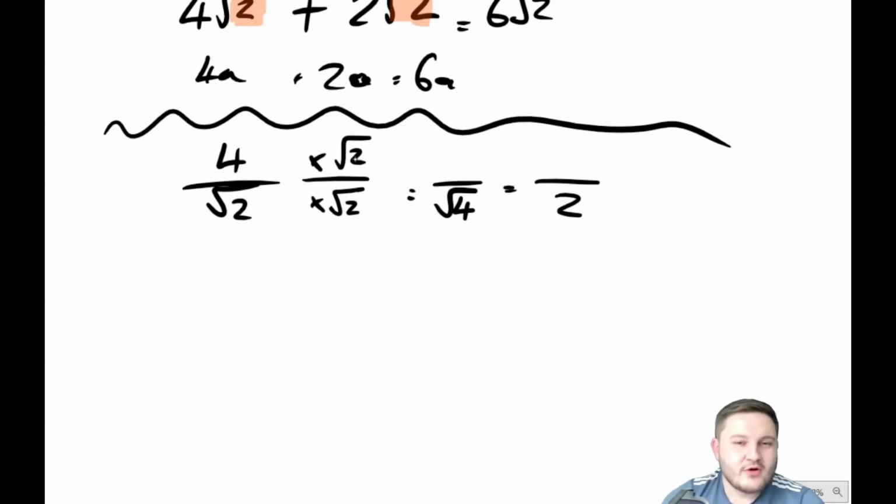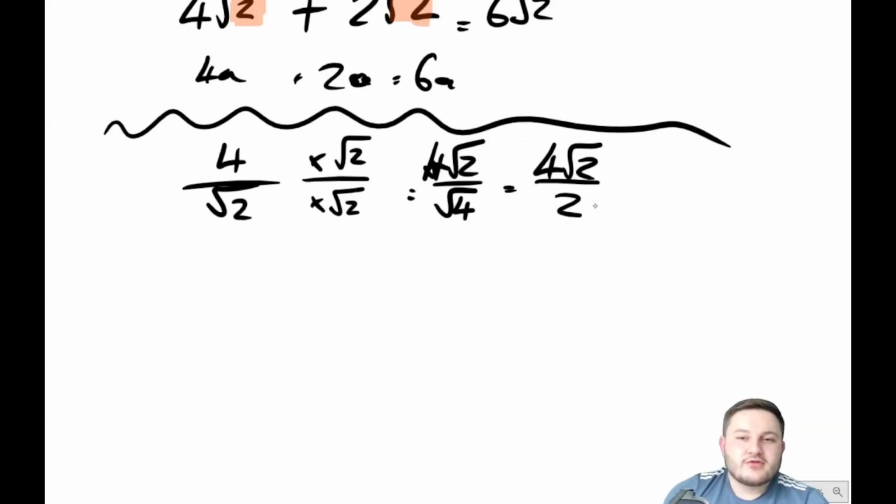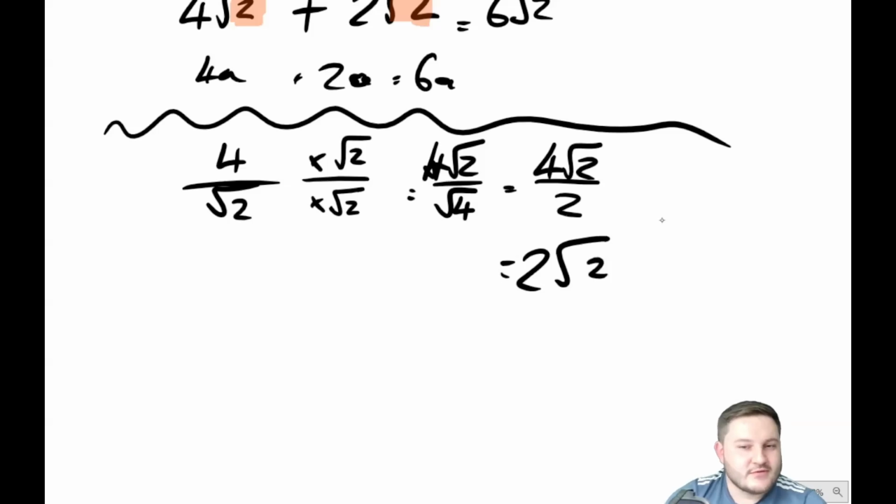And then the square root of 4 times root 2 is 4 root 2, so this would be 4 root 2. And you're left with this, so 4 root 2 divided by 2, well, that's just going to be 2 root 2, because 4 divided by 2 is 2. And we don't do the square root of 2, we don't divide the number in the square root, we just leave that. So we end up with that. So that's a nice little idea.